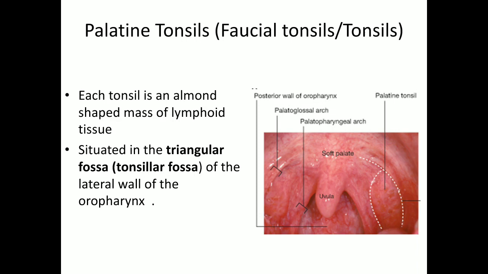Here you can see the uvula, this is the uvula, and from the base of the uvula this fold of mucous membrane is arising. This is the anterior fold and this one is the posterior fold. The anterior fold is formed by the palatoglossal muscle and the posterior fold is formed by the palatopharyngeal muscle.